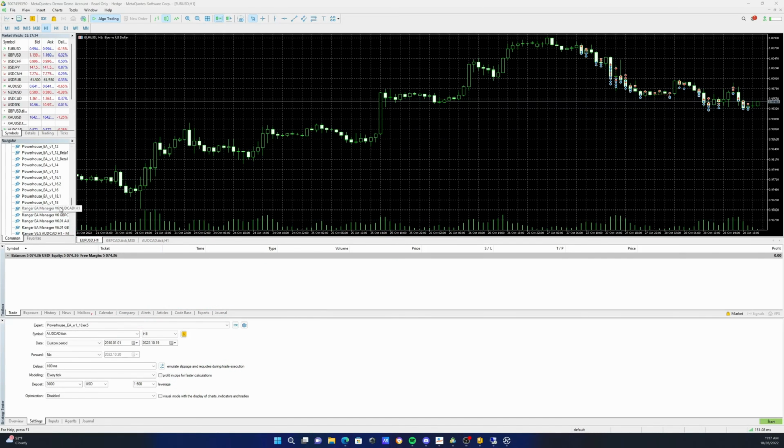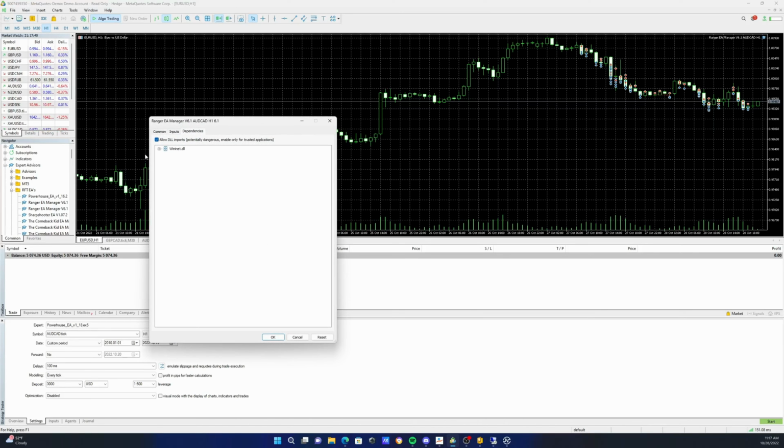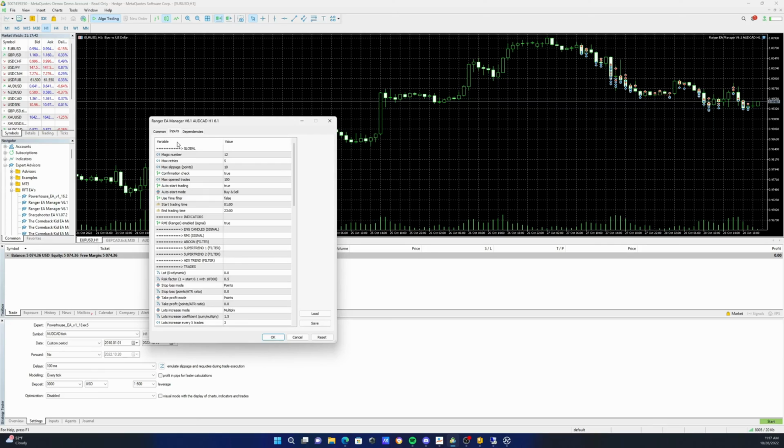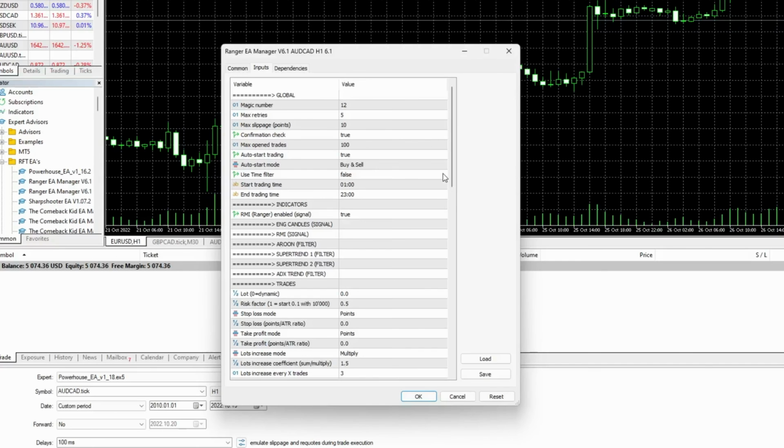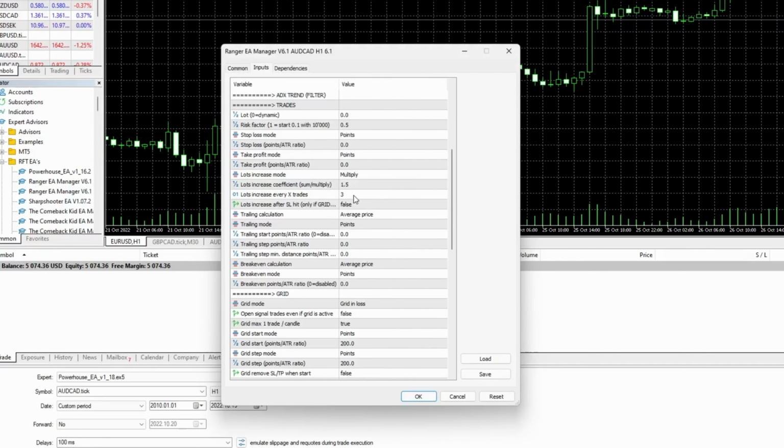Okay, so if we break into the Ranger, which is an algorithm that has been developed and I've been using for the last 8 years, and it's still profitable. Just because I've been using it in this way, finding the best risk management that works within the strategy. So if you scroll down, you can see there's a lot of inputs. I want you guys to just focus on one or two of these.